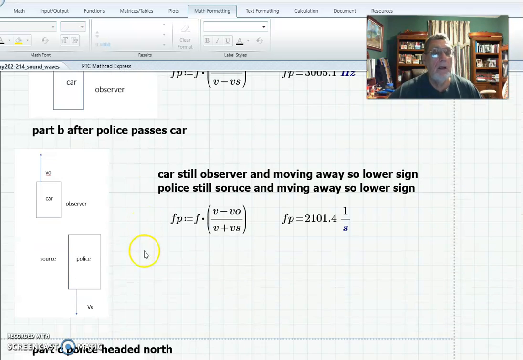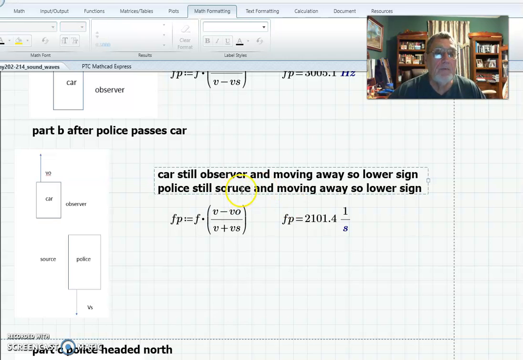All right, now here, after the car passes us, now the car is moving away from the policeman and the policeman is moving away from us. So we do the lower signs of both. A lot of typos here because I don't have the spell checker. And so we're still using the same speed of sound and the same VO and VS.